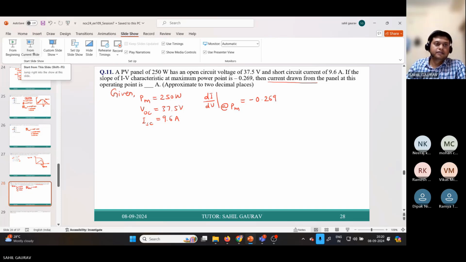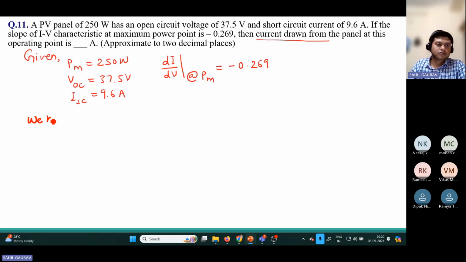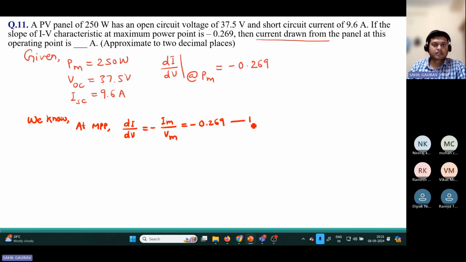So we know that at MPP, dI upon dV equals minus I upon V. So you can also write it as minus Im upon Vm. So this will be one relation: minus 0.269. And Pm equals Vm into Im, and Pm is given as 250 watt. So Vm into Im, this you got as the second relation.